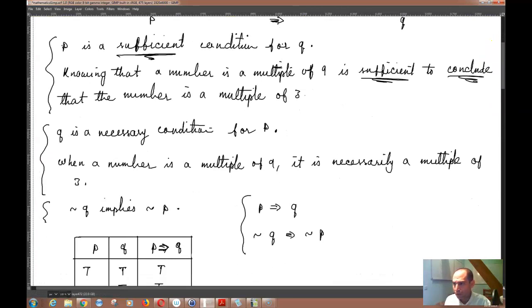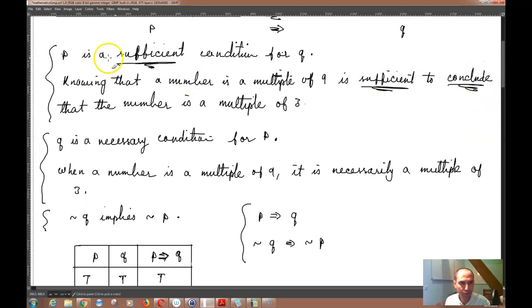So over here what we said was that P is a sufficient condition for Q, meaning that knowing that P is true is sufficient to conclude that Q is true. And also Q is a necessary condition for P, meaning that when P is true, Q is necessarily true.